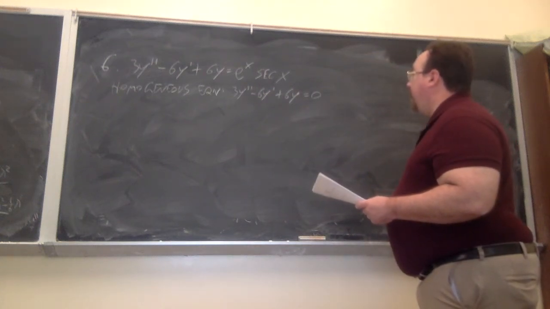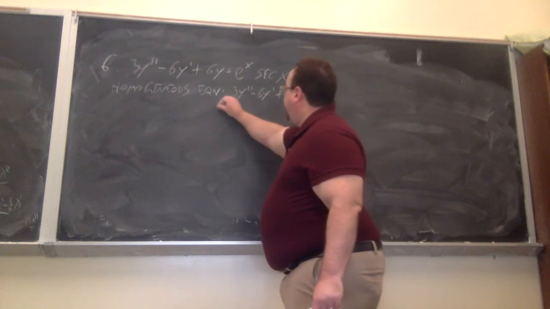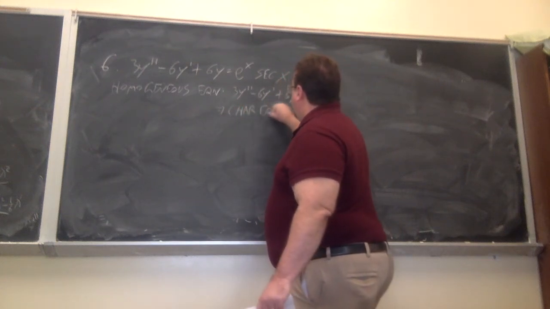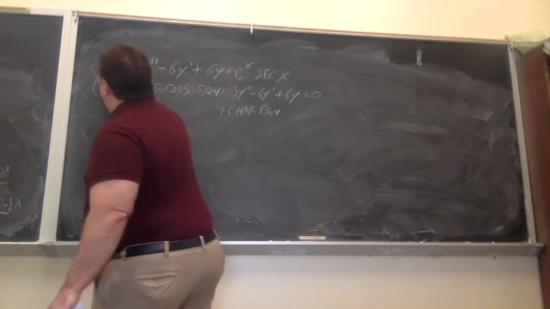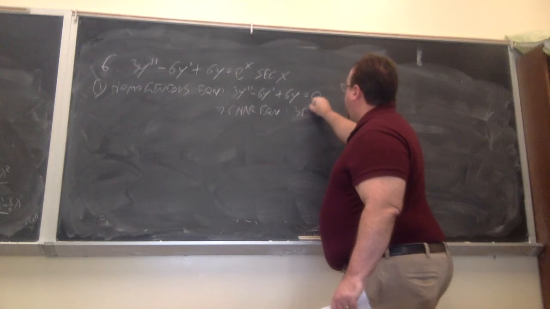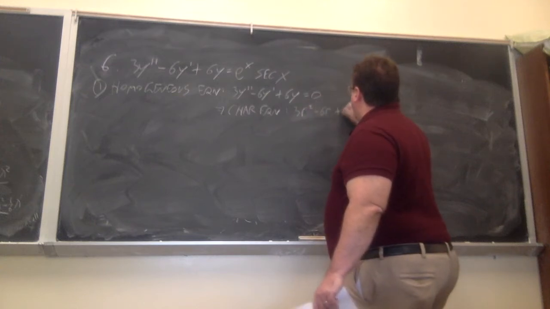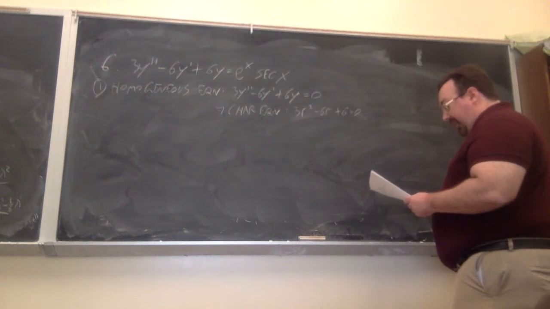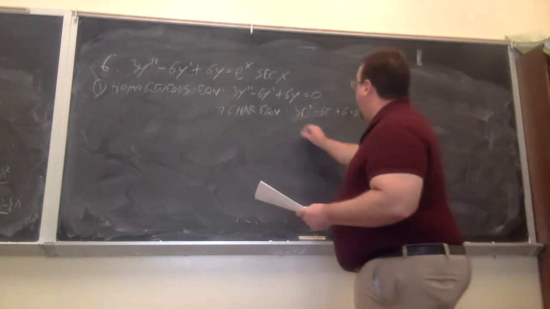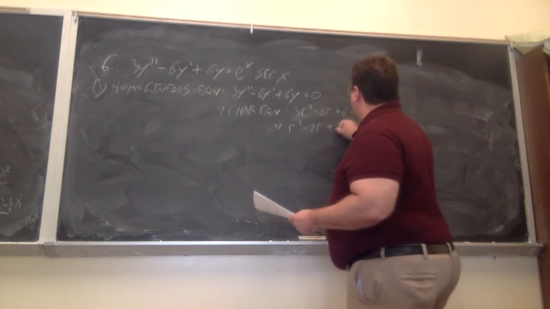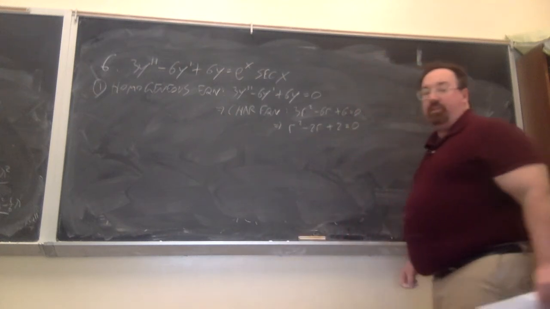So now we need to get a characteristic equation. All right, so this is our first step here. So the characteristic equation is going to be 3r squared minus 6r plus 6 is equal to 0. I'm going to divide through by 3. This is a common factor. So r squared minus 2r plus 2 is equal to 0.